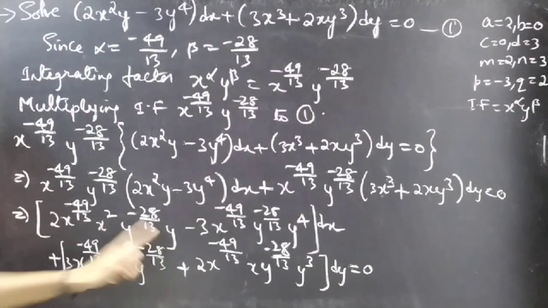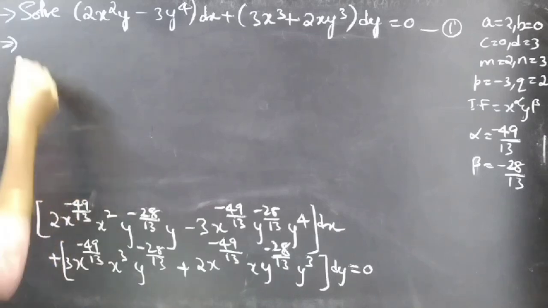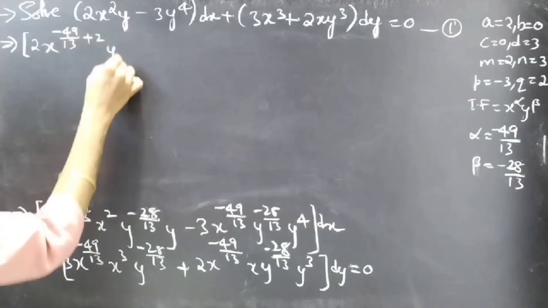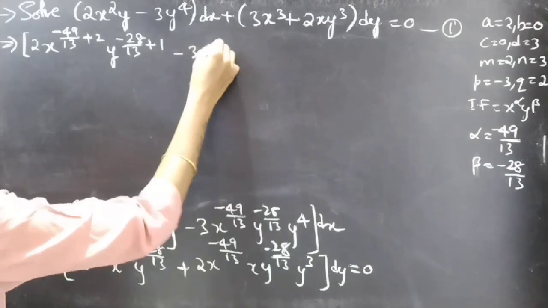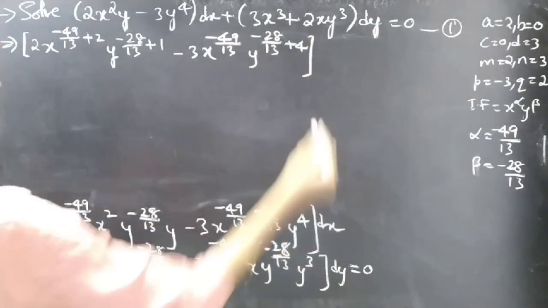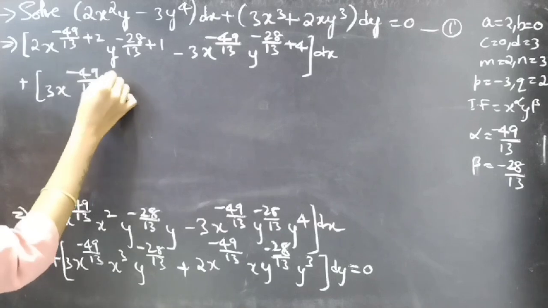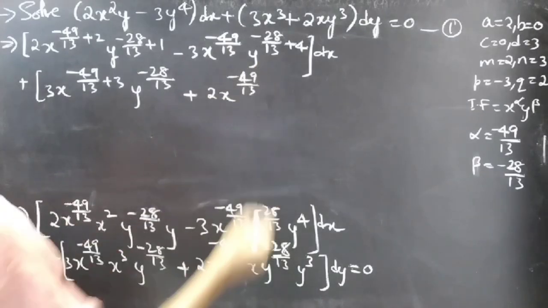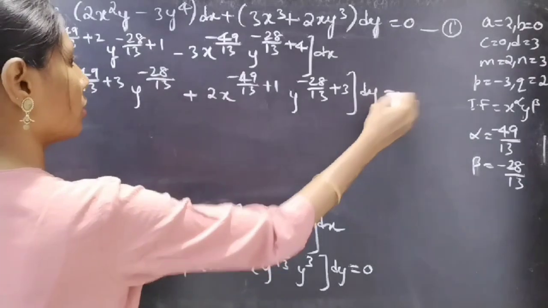Okay, if the bases are equal, just add the powers. This gives us 2x power minus 49 by 13 plus 2, y power minus 28 by 13 plus 1, minus 3x power minus 49 by 13, y power minus 28 by 13 plus 4 into dx plus 3x power minus 49 by 13 plus 3, y power minus 28 by 13 plus 2x power minus 49 by 13 plus 1, y power minus 28 by 13 plus 3 into dy equal to 0.